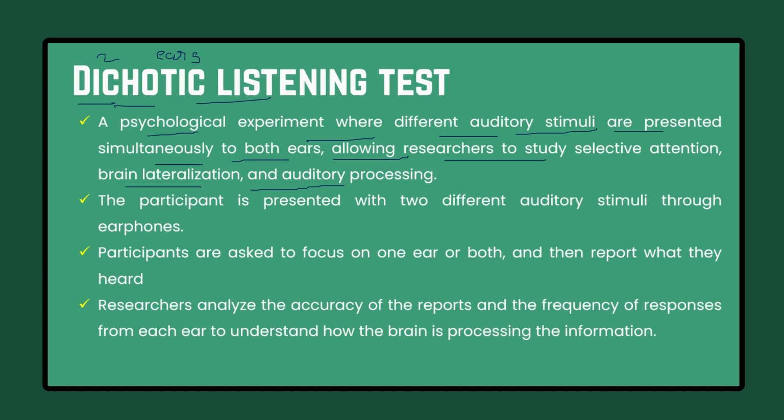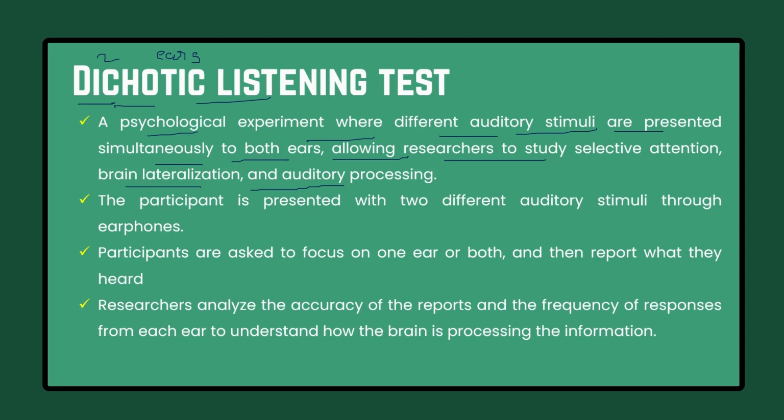Brain lateralization means you have a right brain and a left brain, the left side of the brain, and both these sides are thought to have different functions. So the dichotic listening test helps the researcher or the psychologist to tell which part of your brain is active while you are listening to different kinds of sounds. And auditory processing means if your brain is able to process or understand the different sounds that you are hearing through both your ears.